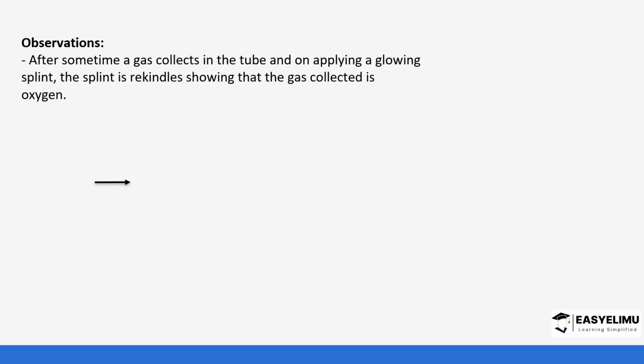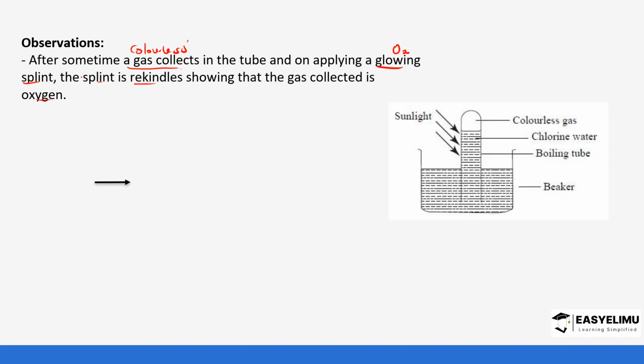So what are some of the observations that are going to be noted in this reaction? So one of the observations is that after some time, there was a gas that was collected, and this gas was colorless, and this gas was tested by using a glowing splint. The moment you see a glowing splint, you know you are testing for oxygen gas. So when it was tested, the splint rekindled, showing that the gas that was collected was oxygen gas. So this is what happened after the experiment was done. So you can see initially this boiling tube or gas jar had full of chlorine water, but you can see now we have some space. So in this space, oxygen gas has been collected.